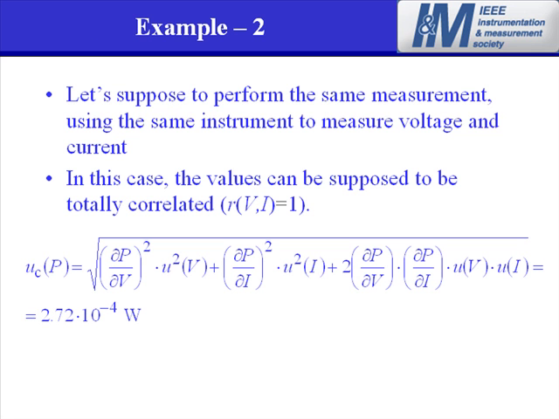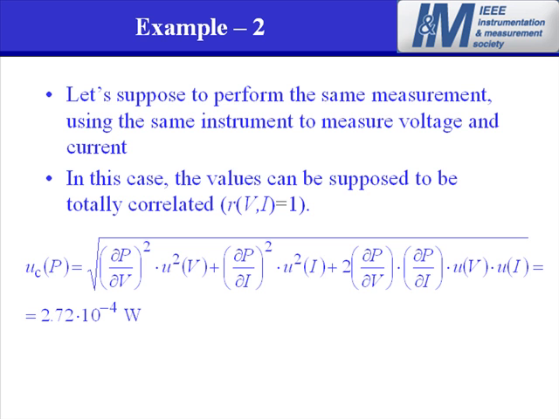Now, let's suppose to use the same instrument for both voltage and current measurements. This is also possible since there are some multimeters that have voltage and current input channels that can be used simultaneously. In this case, the measured voltage and current values can't be supposed not correlated. On the other hand, they are likely totally correlated.